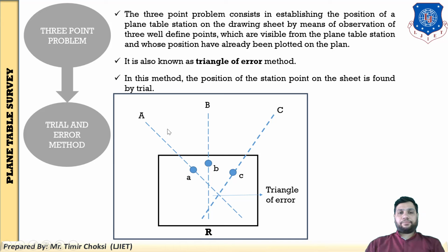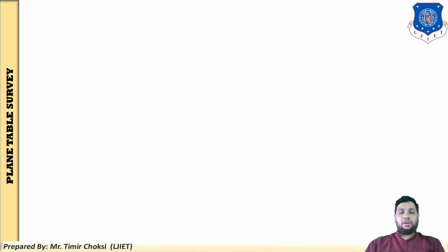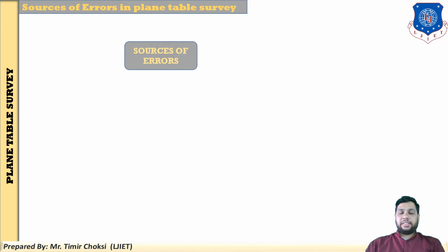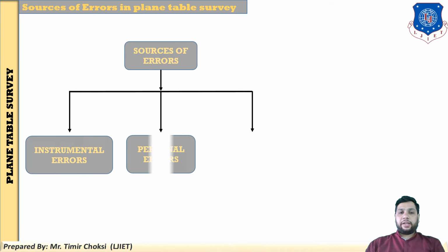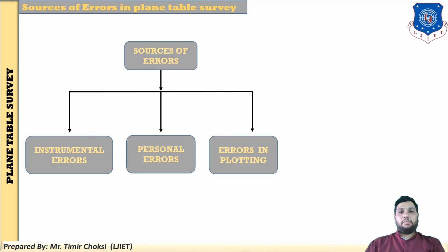Okay, now the last theory topic of plane table survey, which is very easy. I will go in a fast way. Sources of error: there are 3 types of error: instrument error, personal error, and last, the error in plotting. A defect in the instrument causes some error. A defect in the person is a personal error. And when a mistake is made while plotting on the drawing sheet, it is called the error in plotting. So there are three types of error.